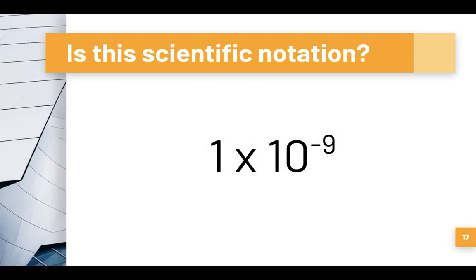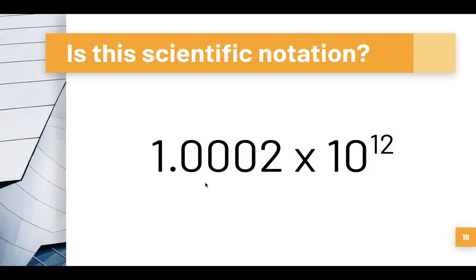Is this in scientific notation? 1 times 10 to the negative 9th. It sure is. 1.002 times 10 to the 12th. Our number's decimal is getting a little longer than what we're used to. It sure is. It is correct.